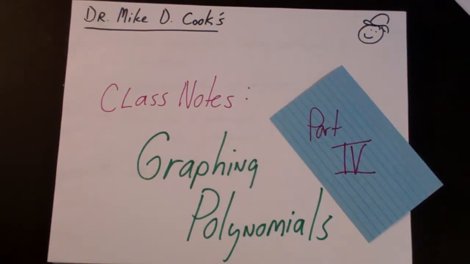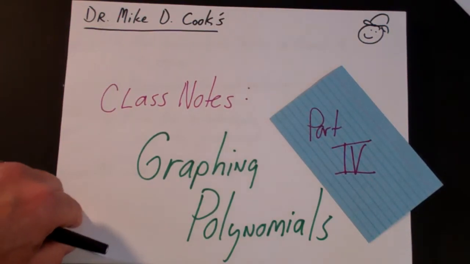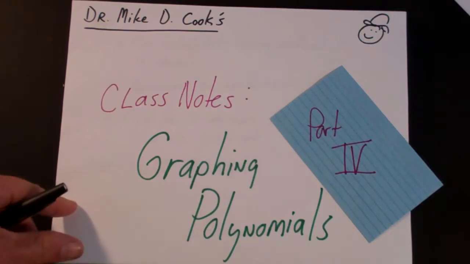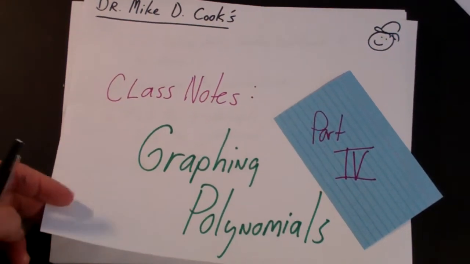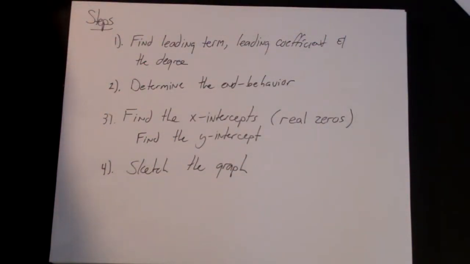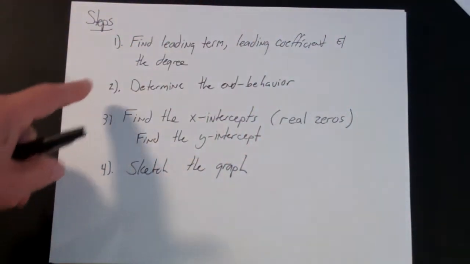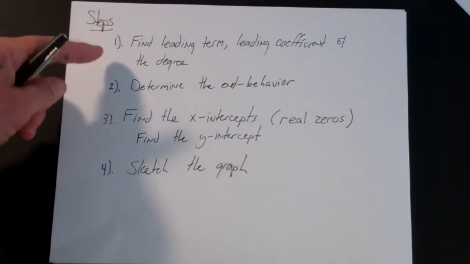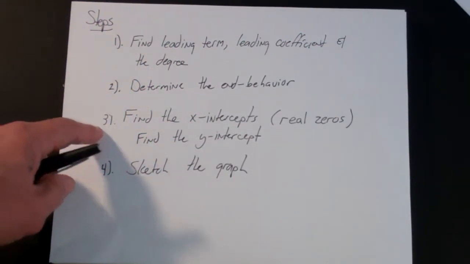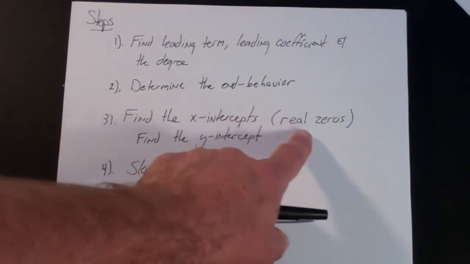This is the fourth in a series of videos on graphing polynomials by hand. And what we're doing is we're simply going through the steps of graphing a polynomial by hand. The first step is find the leading term. This was video part 2, part 3, and now we're here on part 4. We're finding the x-intercepts, or the real zeros.